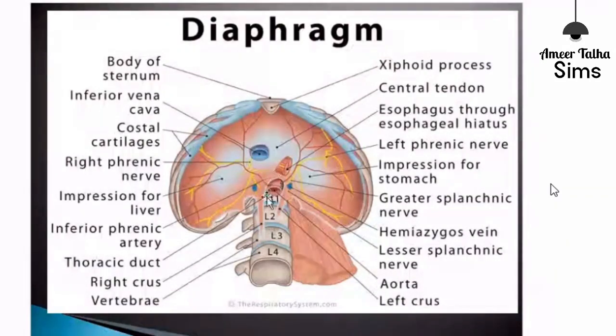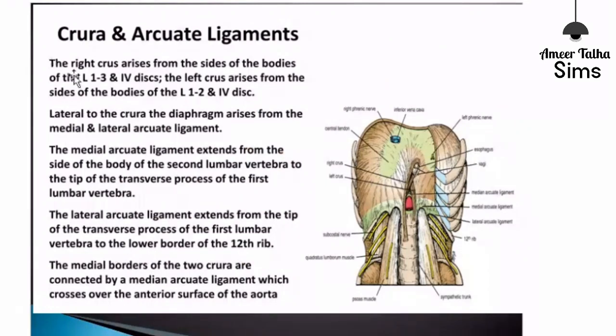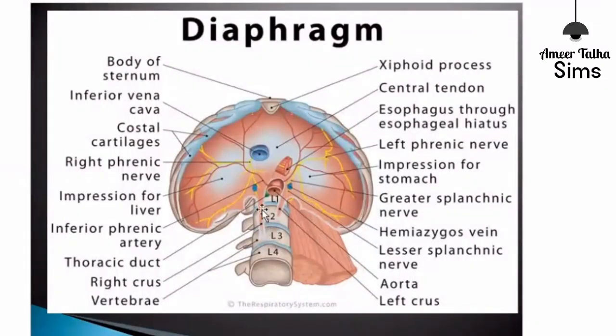The right crus arises from the sides of the bodies of L1 to L3 vertebra and intervertebral disc, while the left crus arises from the sides of bodies of the L2 vertebra. This is the right crus, which is longer because it originates from L1, L2, L3 vertebra and their intervertebral disc. While the left crus is shorter as compared to the right crus because it originates from the L1 and L2 vertebra along with the intervertebral disc. This is the right crus and this is the left crus.